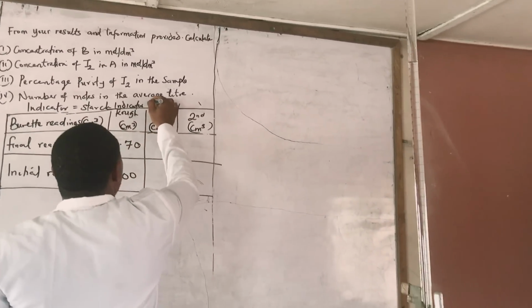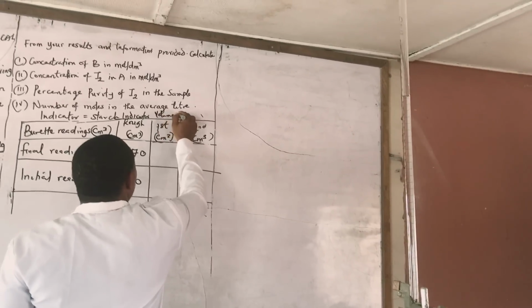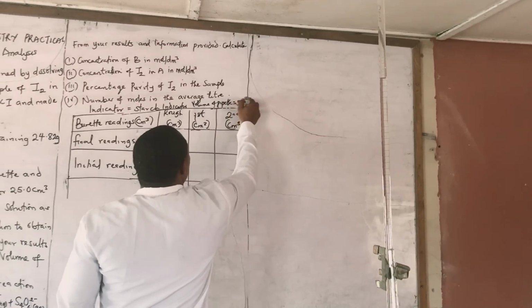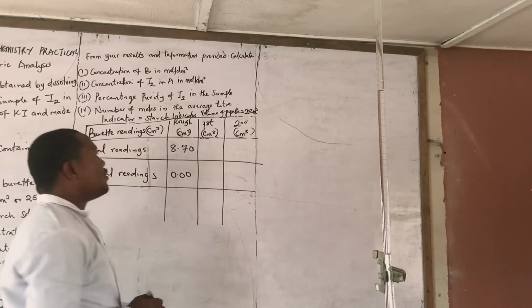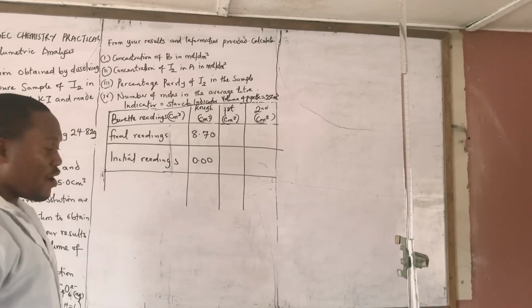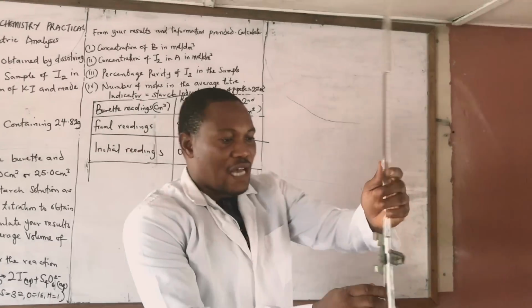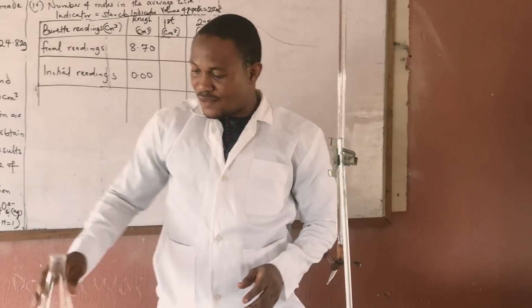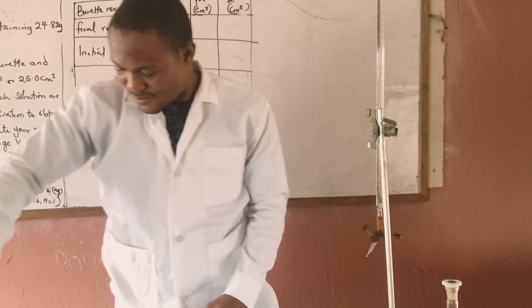And don't forget our volume, the volume of pipette. The volume of pipette has to be recorded, very, very important. That's 25 centimeter cube. That's my volume of pipette. I hope you are following. So that's my rough titration. Let me put this away.